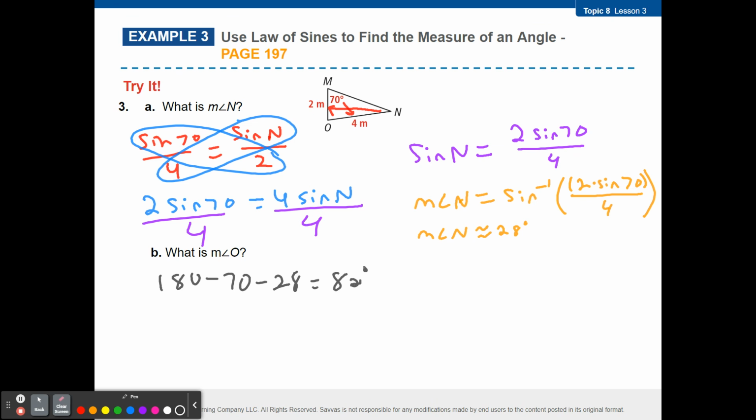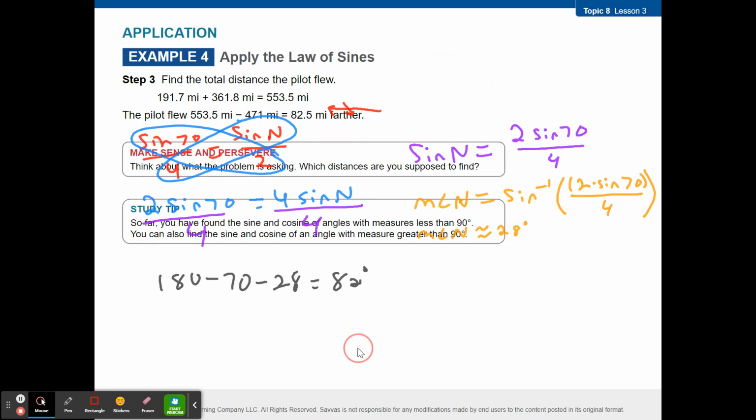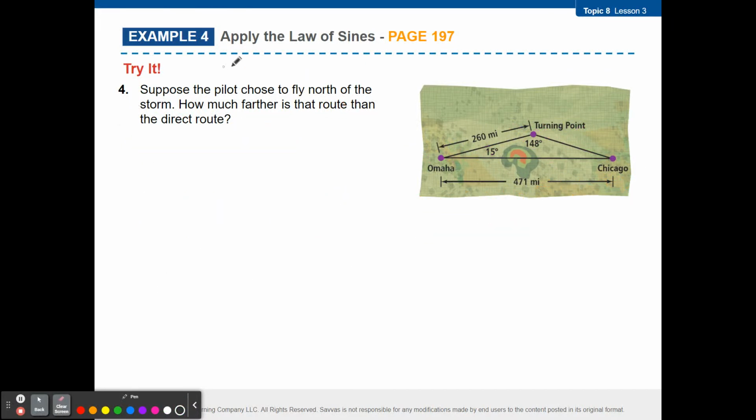Let's take a look at the try it. Here's what we're going to do. I'm not going to go through this one, but I want you guys to try this one on your own. Okay, we'll read through it together. So suppose a pilot chose to fly north of a storm. How much farther is that route than the direct route? So they're talking about the route from here, Omaha to Chicago. Okay. So that's a total of 471 miles.